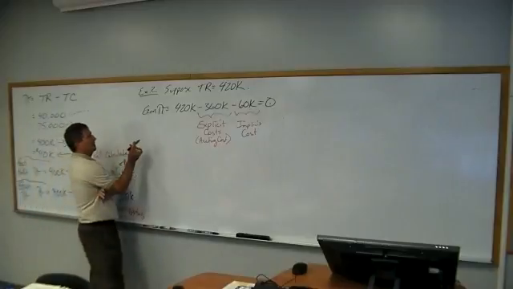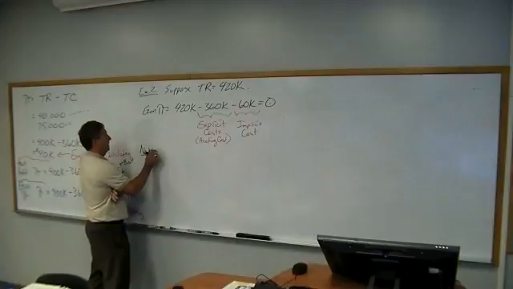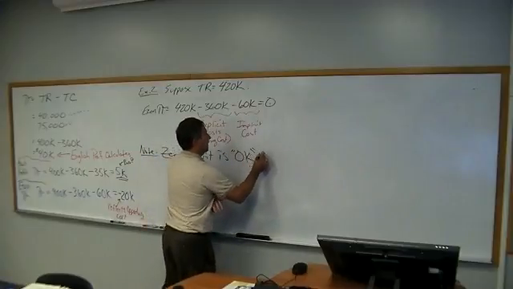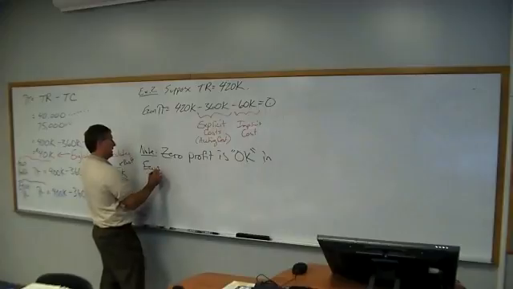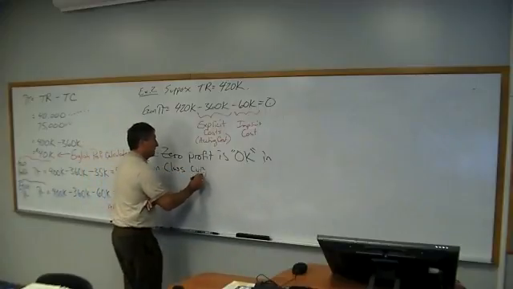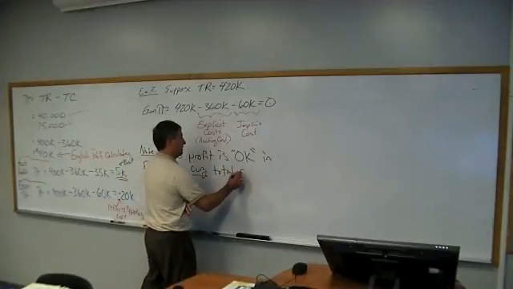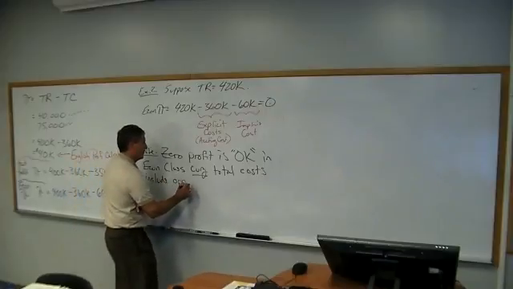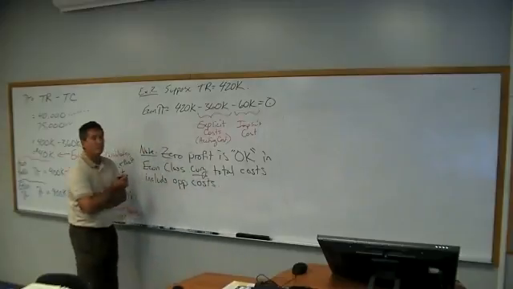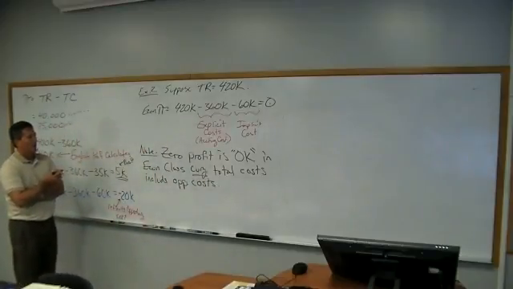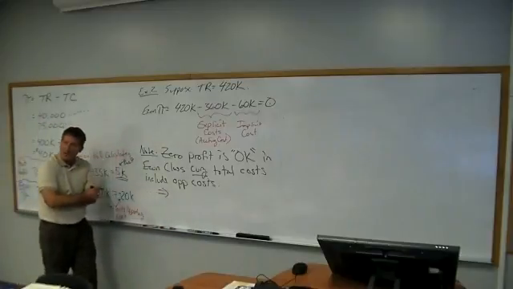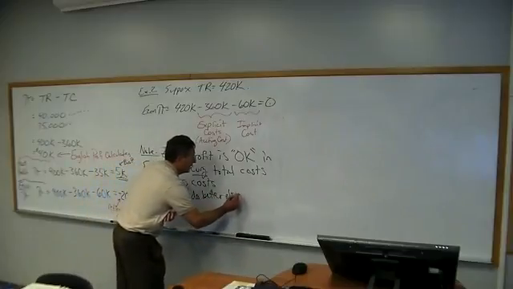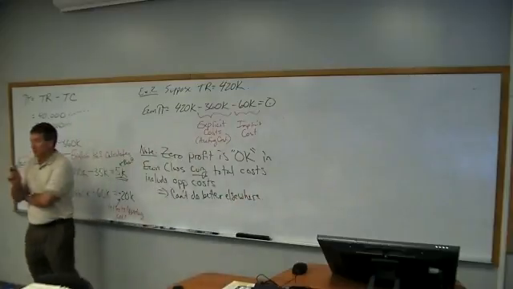All right, so 0 profits, note, 0 profit is okay in econ class because total costs include opportunity costs. And in general, that implies you can't do better elsewhere, because those opportunity costs are specific to you.